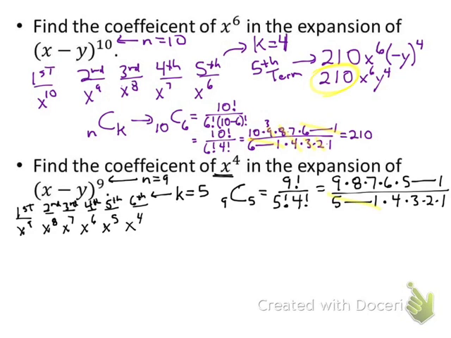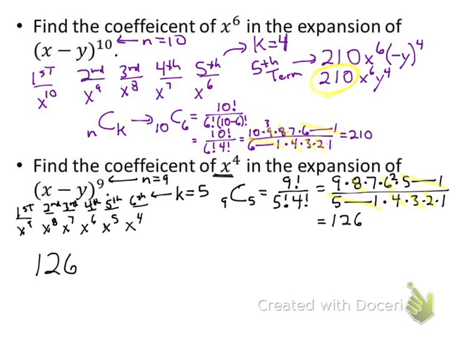Let's simplify. Take care of the 5's. 4 and 2 are 8. I can take the 3 and 6, make that a 2. So I have 9 times 7 times 2, which turns out to be 126. Okay, now let's piece it all together. We got 126.